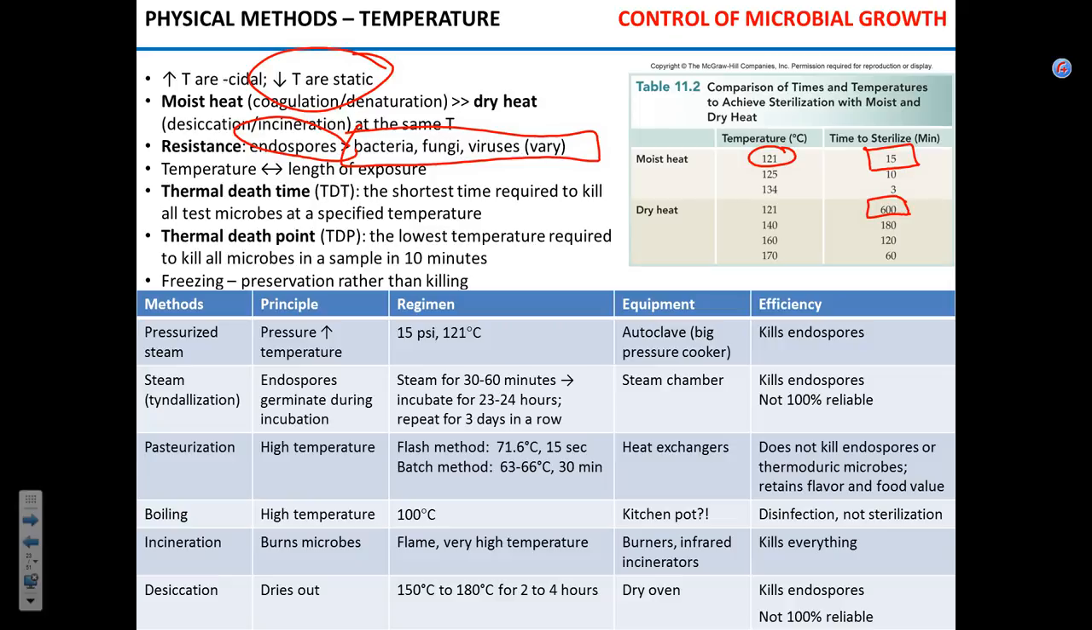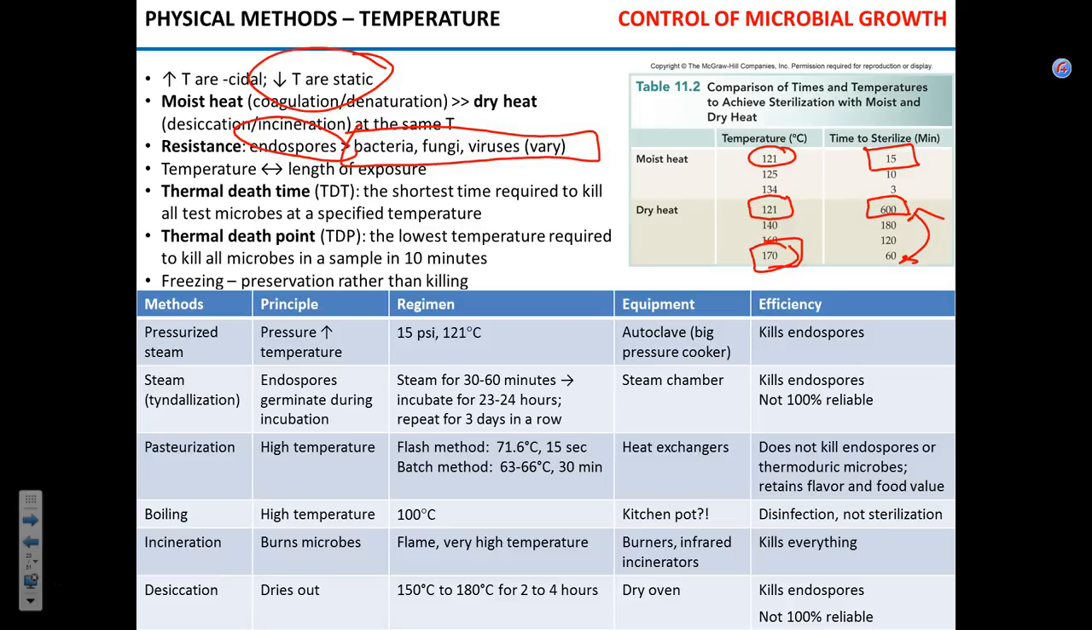The higher the temperature, the shorter the exposure that you have to do. Even with the dry heat, you see you kick up the temperature from 129 Celsius to 170. 170 is something like 338 Fahrenheit. Okay? So, that's 338. And you reduce time that you need for sterilization tenfold. That makes perfect sense.